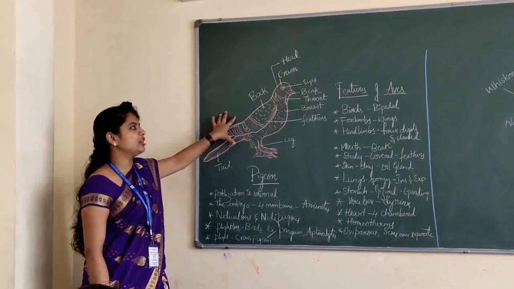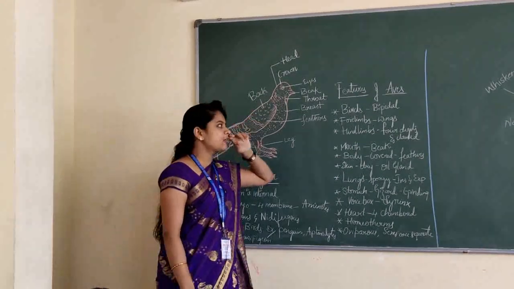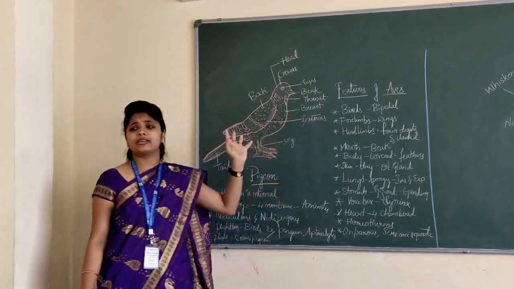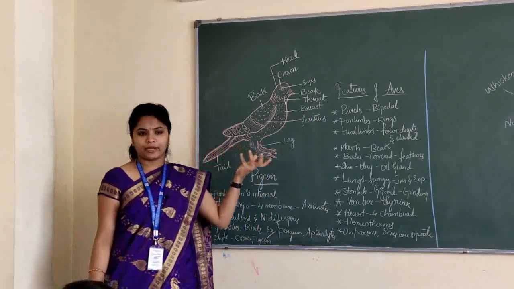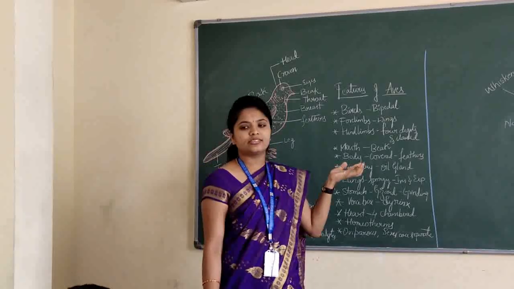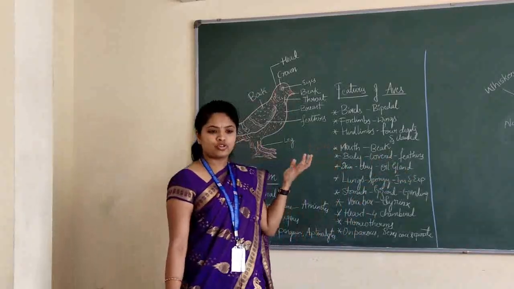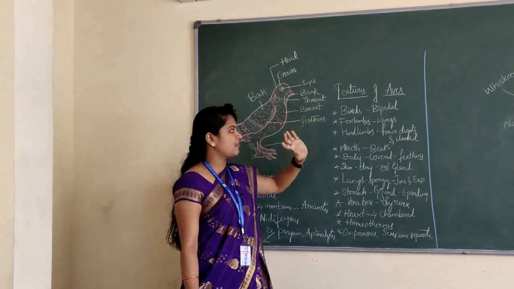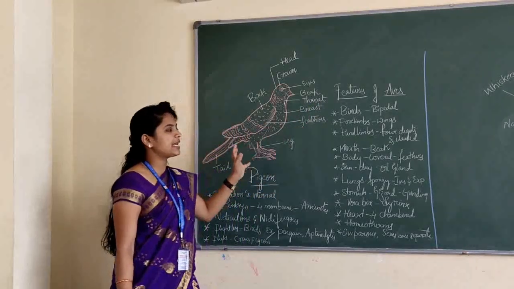Let me see about the features of Aves. Aves are commonly called birds. These birds are one of the chordates. We already learned what chordates mean. Chordates consist of what? Notochord, post-anal tail, etc. When we come across the features of Aves, first, they are called bipedal.